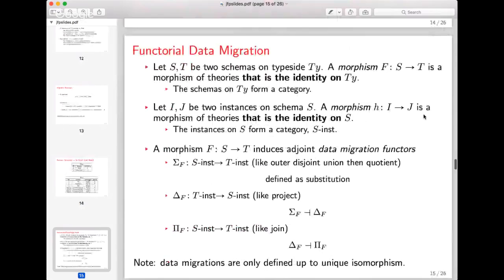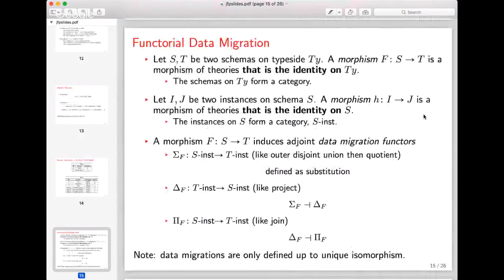In particular, what does functorial data migration look like? Well, suppose we have 2 schemas S and T on the same type side, and we have a morphism between them, that is to say, a schema mapping. And moreover, that mapping is the identity on the type side. So that's what we mean by a schema mapping, or a morphism of schemas. And it's important, this identity on the type side part.